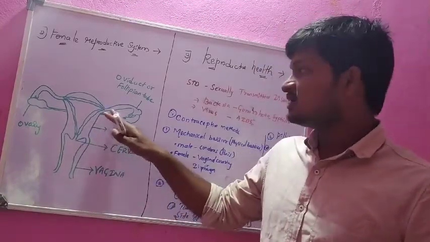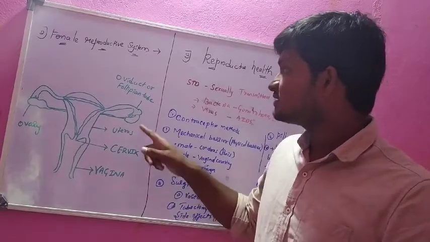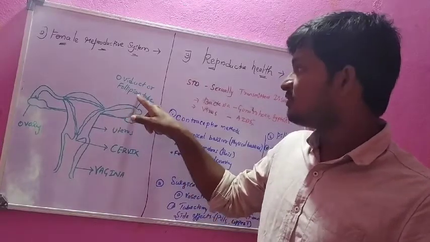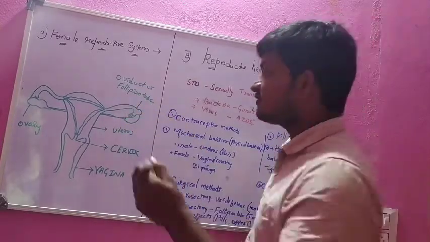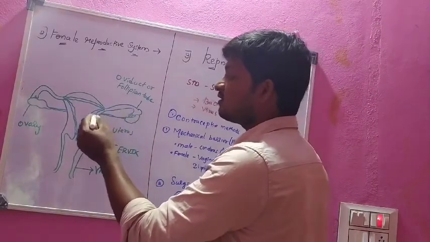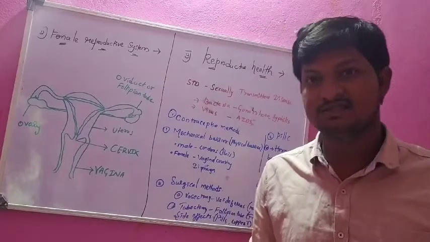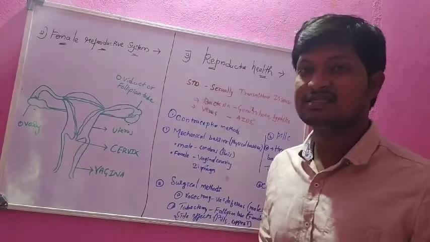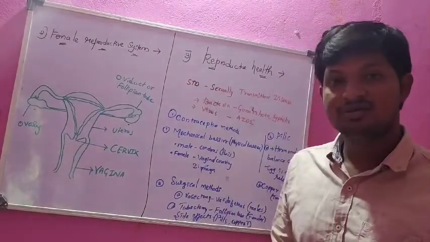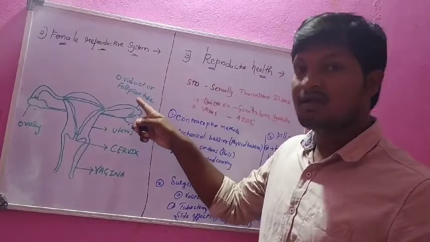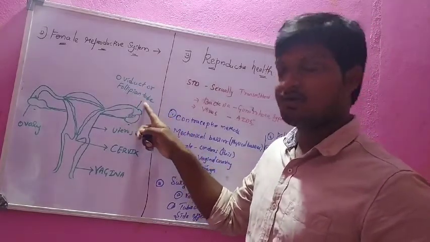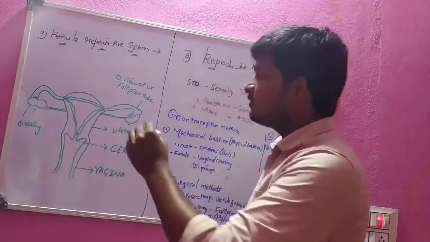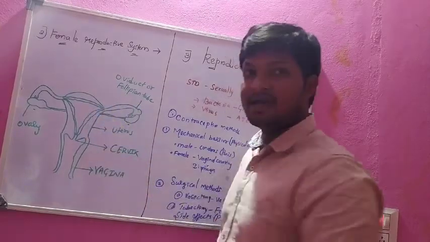This diagram contains the upper region, the oviduct or fallopian tube. The fallopian tube is mainly responsible for carrying the egg cells. These are the ovaries, which produce one egg cell every month. That egg cell is carried by the oviduct or fallopian tube, which holds the ovary like this. Through that, egg cells are carried towards the womb.